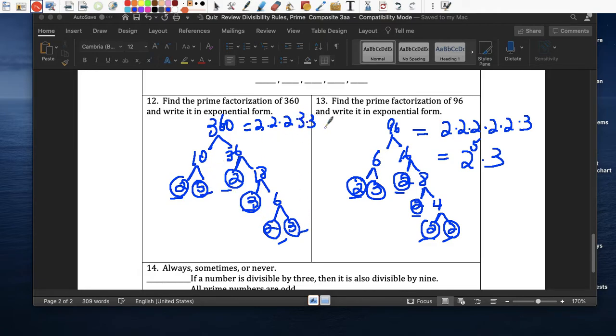And then times 5. So again, if you put that in your calculator, you get 360. Exponential form is 2 to the 3rd power, there are three 2's, times 3 to the 2nd power times 5. So this is the complete answer. Okay.